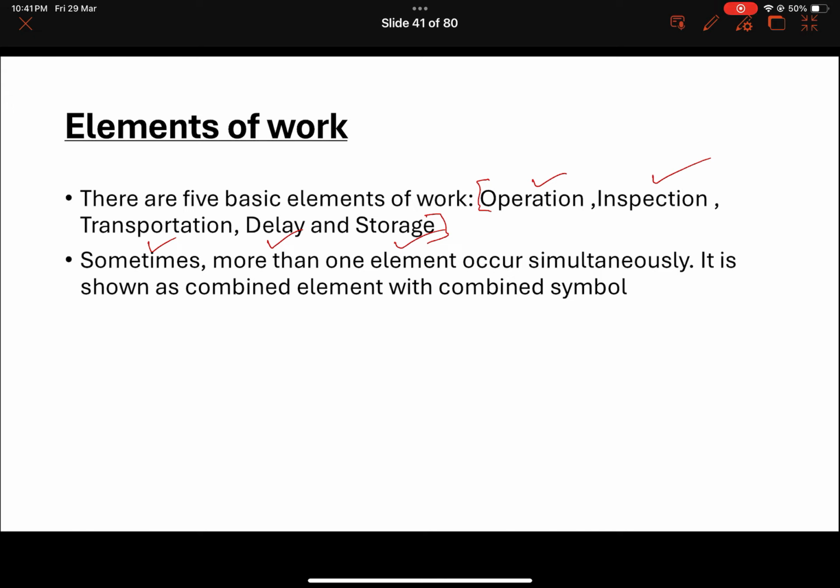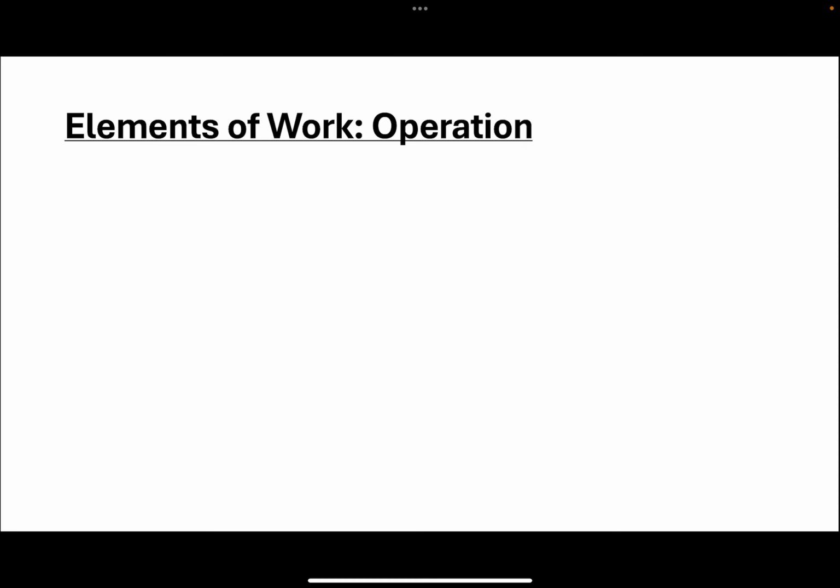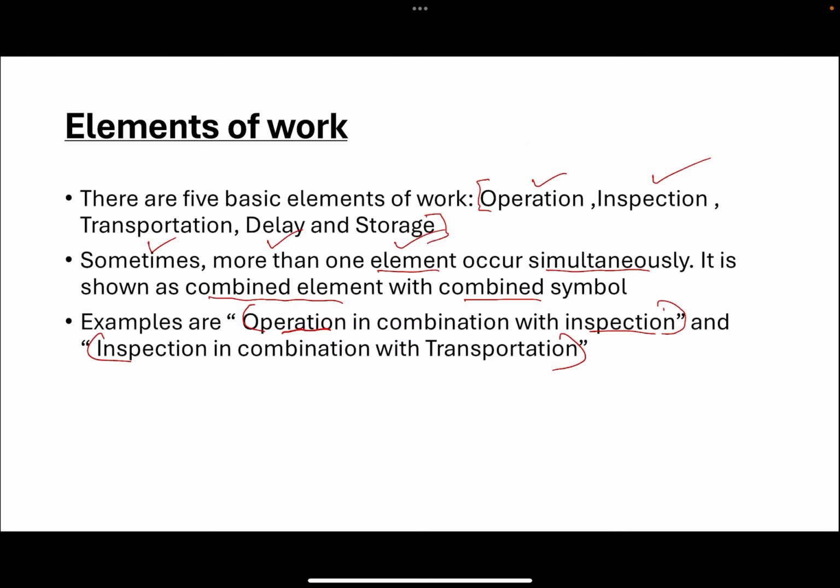Sometimes more than one element occurs simultaneously. This usually occurs. It can be shown as a combined element with a combined symbol. For example, operation in combination with inspection, and inspection in combination with transportation, etc. So these are the elements of work. Let us see each element of work in detail.